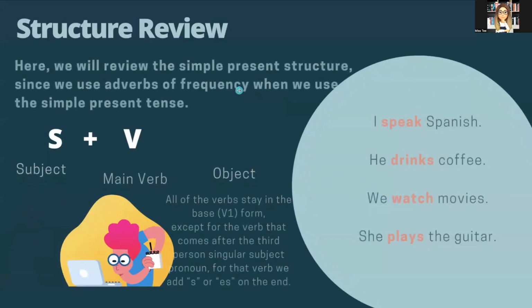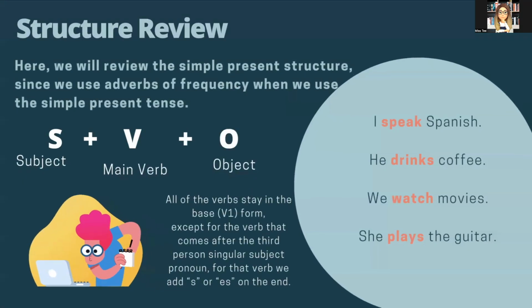So we'll talk about the structure. We have done structure videos before, so this is just a review. And this is the simple present structure. We need to know the simple present structure because we use adverbs of frequency when we use the simple present tense. That's why it's important.